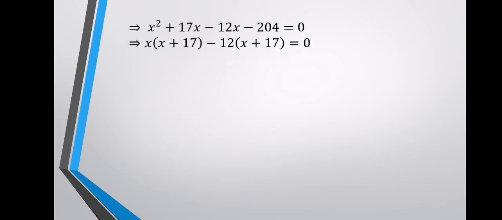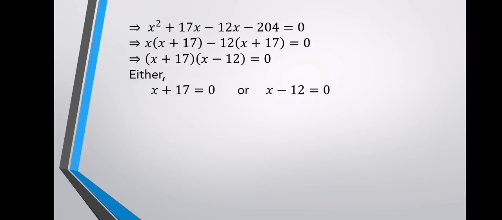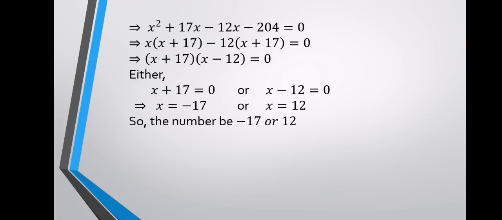So we can apply the factorization method to solve it. We have solved it through the factorization method and we get x plus 17 is equal to 0 or x minus 12 is equal to 0. After shifting the constant towards the other side, we get x is equal to minus 17 or 12. So the numbers are minus 17 or 12.